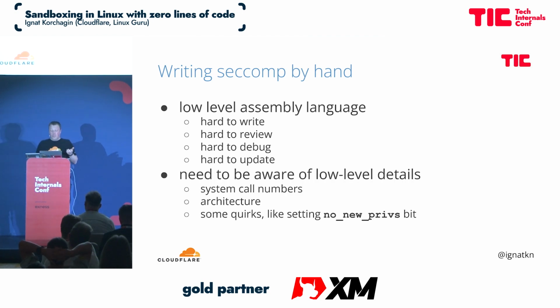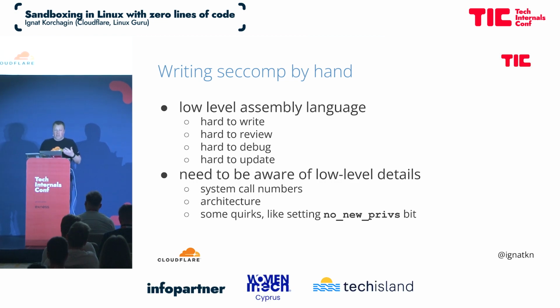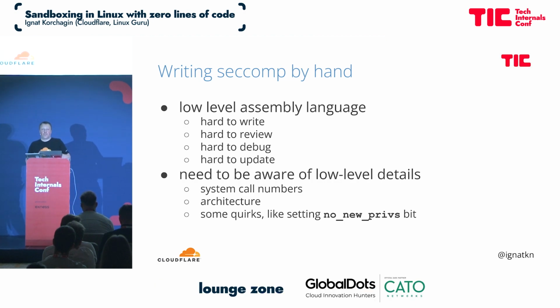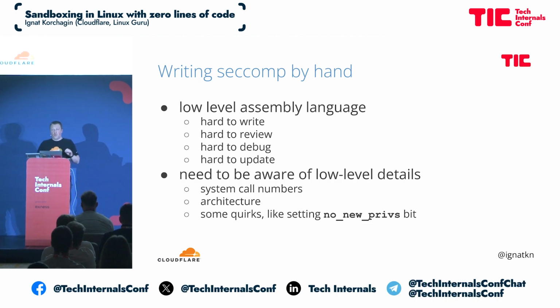And you also need to be aware of low-level details like system call numbers, even though they might have names. Different architectures have different numbers. So for example, if you write your BPF seccomp policy for x86, it probably will not work on ARM. There are also some quirks, like setting the no new privilege bit, which you can dig up in the man pages, but if you don't do it, there are problems.